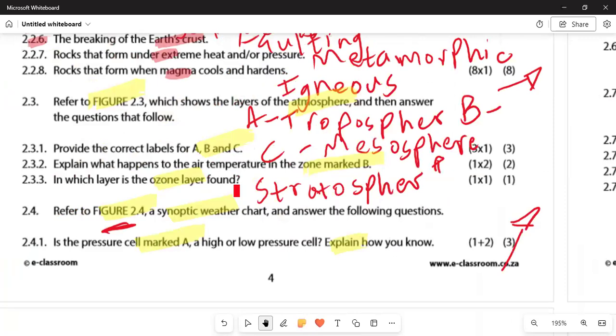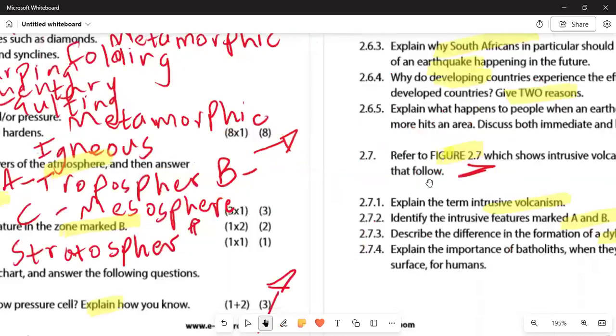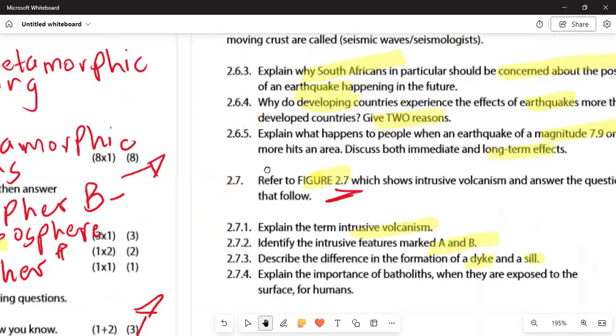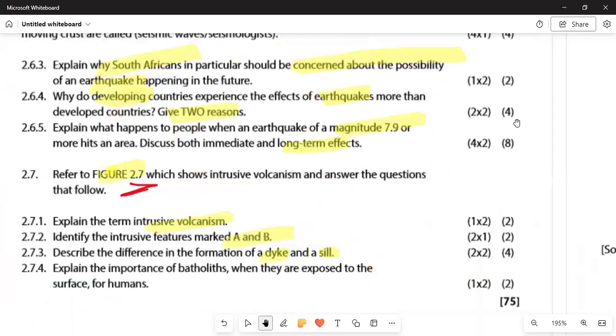If we are moving on again, we can see that we are having 2.4. It says refer to the figure 2.4 on a synoptic weather map and answer the following questions. So we are going to see the synoptic weather map station. We have said that it shows us what temperatures are expected in each place. In 2.4.1, there's a question, and it says, is the pressure cell marked A a high pressure cell or a low pressure cell? Explain your answer. So the pressure cell is high pressure or low pressure, and then we need to give an explanation based on the answer.